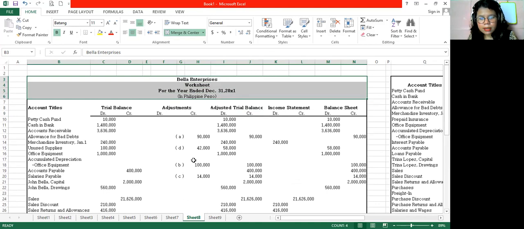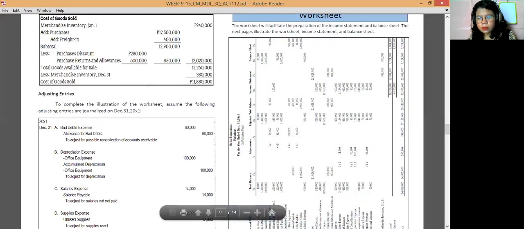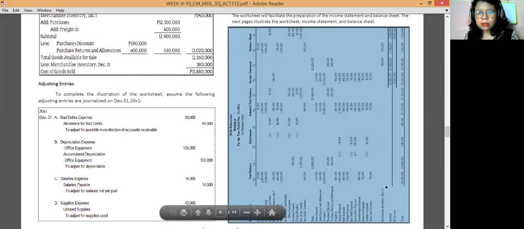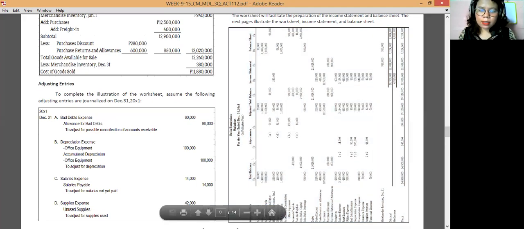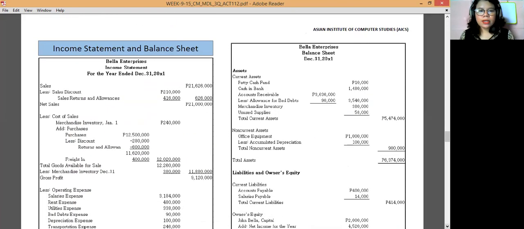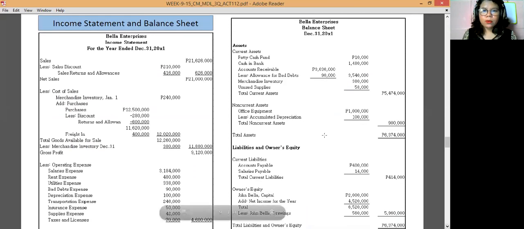So, next, balik tayo sa ating module. Yan. So, pwede nyo itong i-zoom. Na-try ko na to, na i-zoom natin. So, makikita nyo naman. So, hindi kayo malilito. So, yan po ang worksheet. Pag sinabing worksheet, lahat po ng ating financial statement is naka-indicate. Okay? So, ilan po yan? 1, 2, 3, 4, 5. So, lahat. Okay? From last year account titles. Then, dito na tayo sa income statement and balance sheet ni Bella Enterprise. So, dito po.